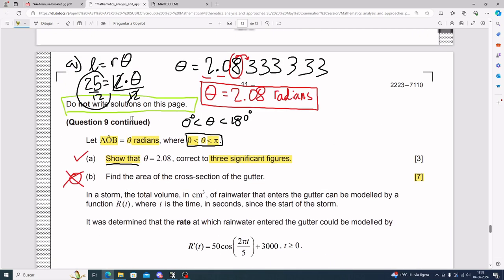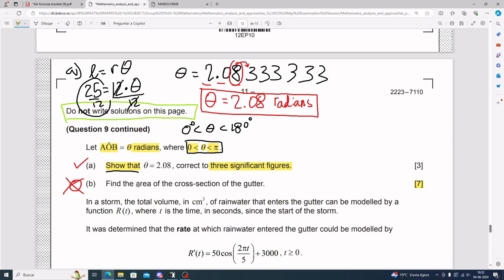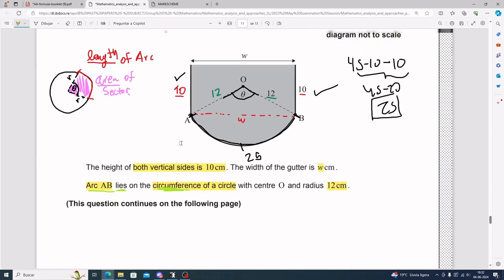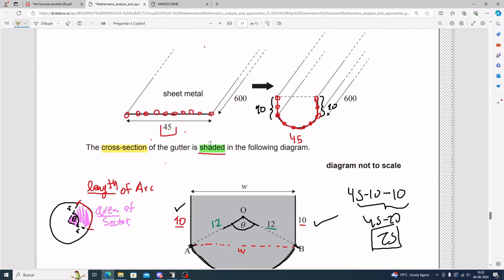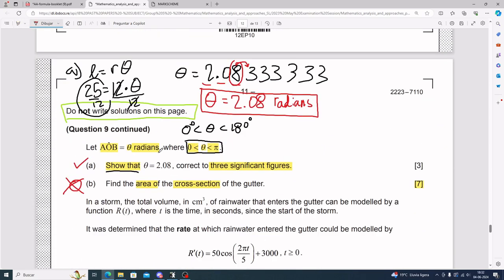For this part B, you need to find the area of the cross section of the gutter. We said earlier that the cross section is just the shaded part. So basically this is really asking for finding the area of the shaded part.